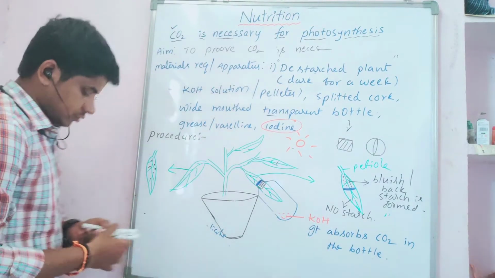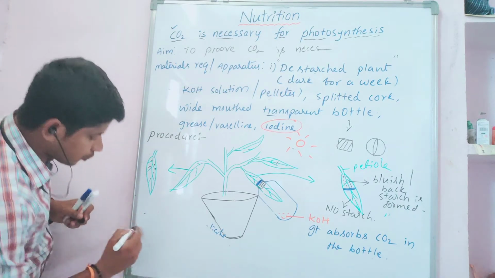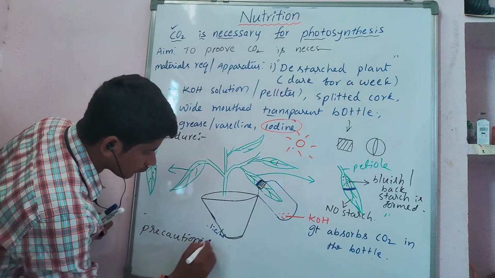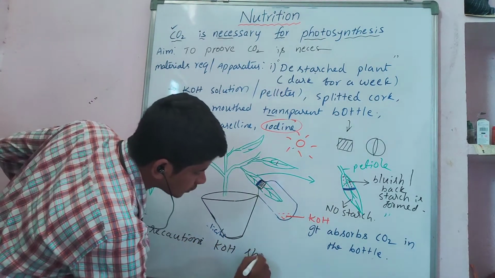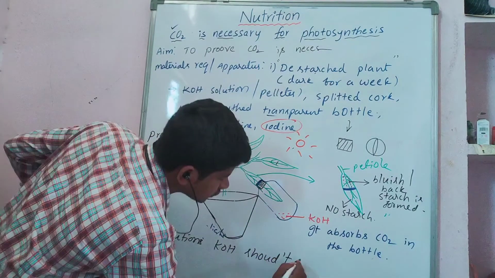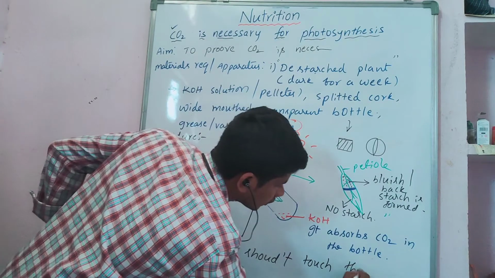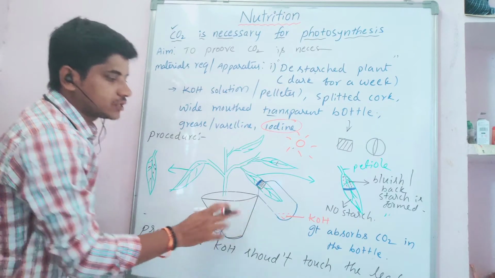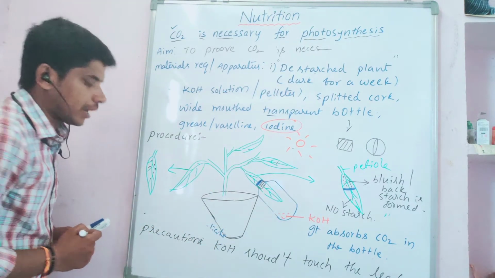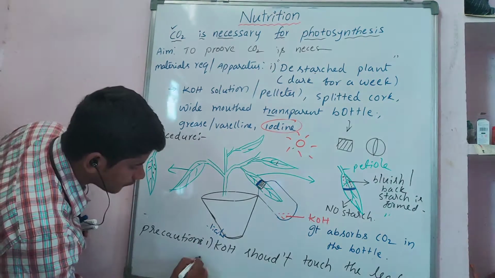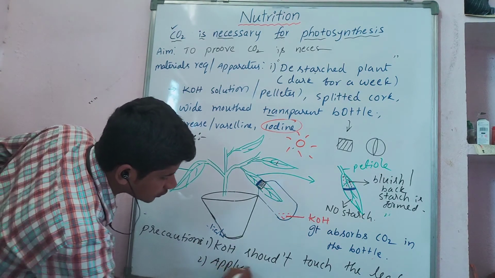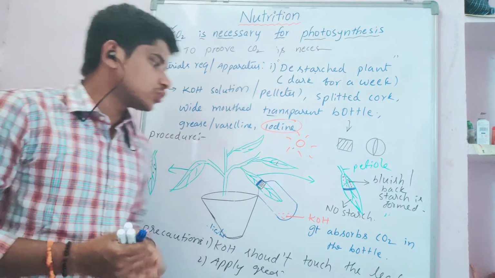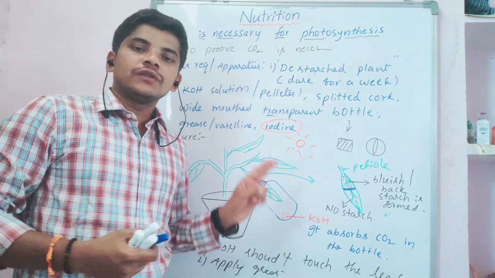So the precautions here are very important. Two precautions you have to write when you are answering this question. The first one: KOH should not touch the leaf. The leaf should not touch the KOH because it is a chemical. The leaf may get damaged. And the second precaution is to apply grease or Vaseline to prevent the entry of air into the bottle. These two are the precautions, and notes are available in the description.